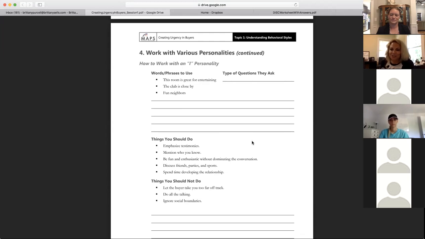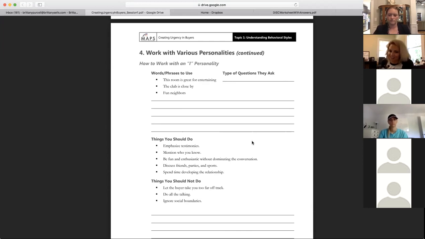Spend time developing the relationships. That is so important to us. As high I's, we always want to know how we can make this relationship better. What can I do better as a friend? What can I do better as a business partner? What can I do better as your agent? How can I make this better for us? And always staying one step ahead on that as well.